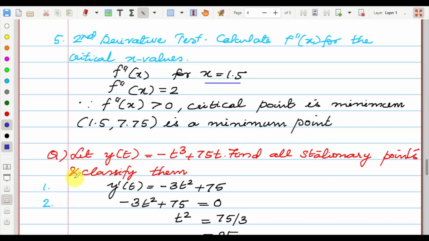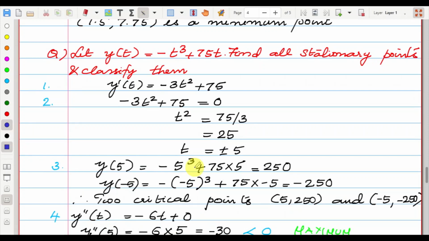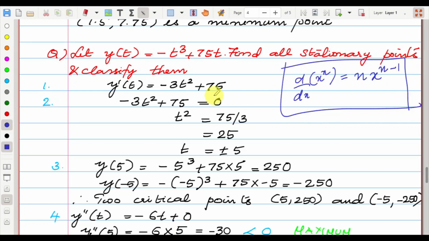Another question. Let y of t equal to minus t cube plus 75t. Find all stationary points and classify them. First we need to find the derivative. What is the equation to find the derivative? d by dx of x raised to n equals n x raised to n minus 1. Remember this point. Differentiating, we get minus 3 t square plus 75.